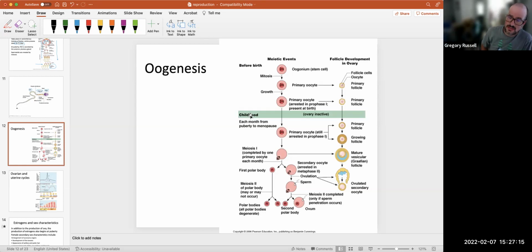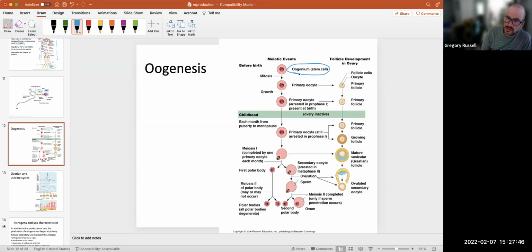All right. The ova, the eggs themselves, develop within a structure called follicles. So in addition to looking at the production of the ova, we're also going to be looking at the development of this structure called a follicle. All right. So bear with me as we kind of go through this. And again, we're going to be looking at some of the high points here. So again, we have these stem cells called oogonia in this case. All right. We have these oogonia here.